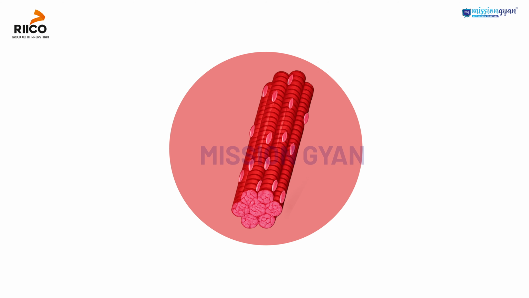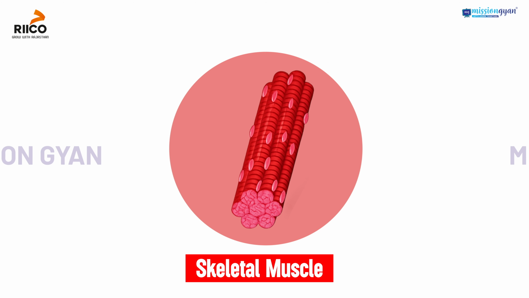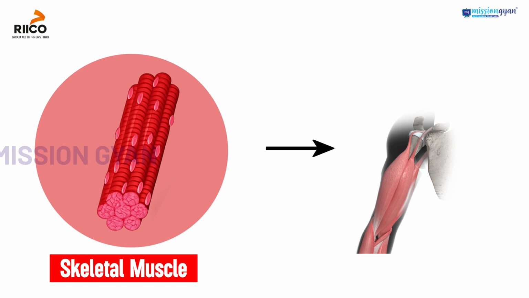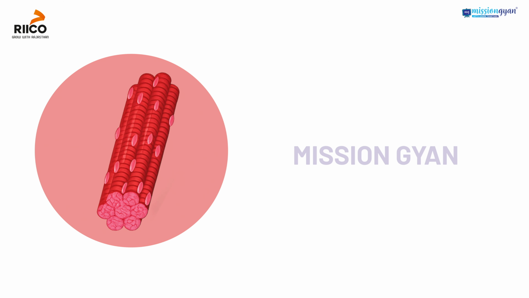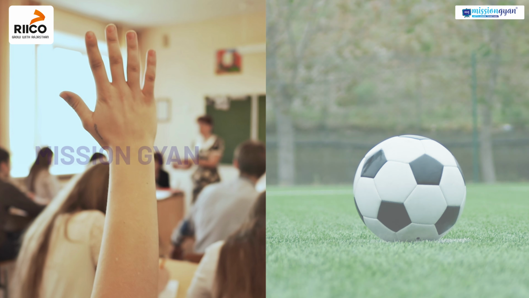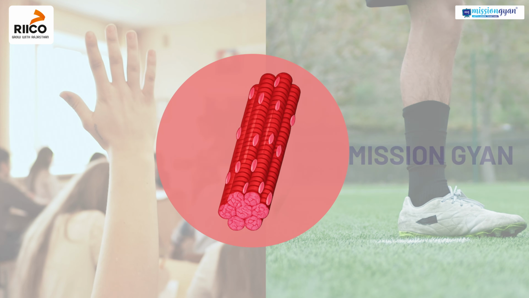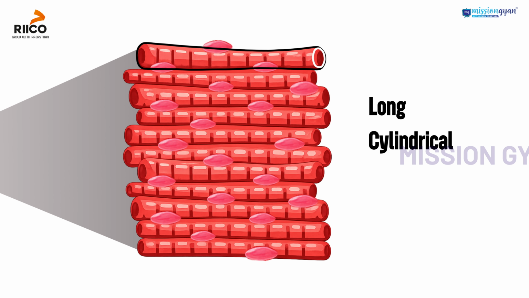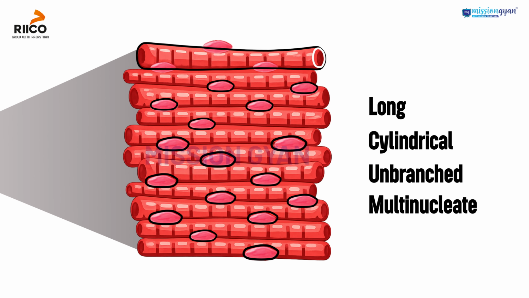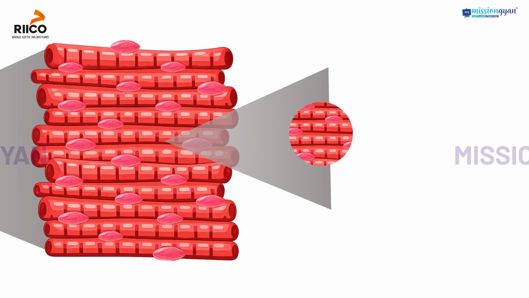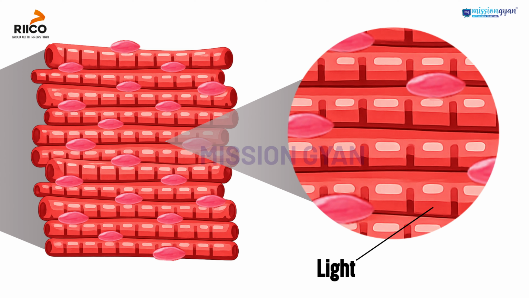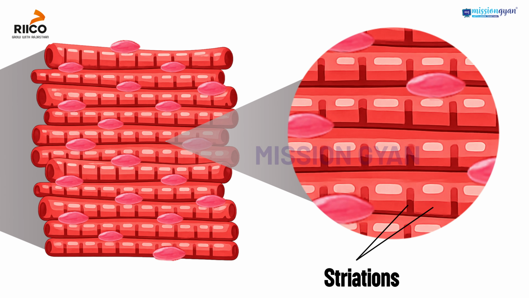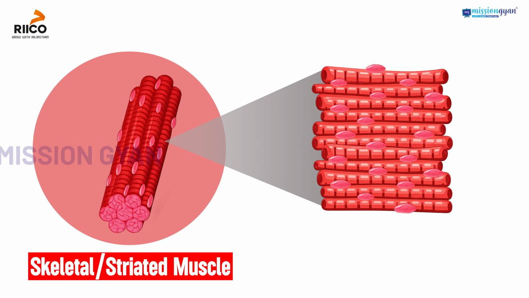First, let us understand skeletal muscles. These muscles work according to our conscious will, so they are called voluntary muscles. For example, when we raise our hand or kick a ball, we are using voluntary muscles. Their cells are long, cylindrical, unbranched, and multinucleate. Under a microscope, they show alternate light and dark bands called striations. So, they are also called striated muscles.